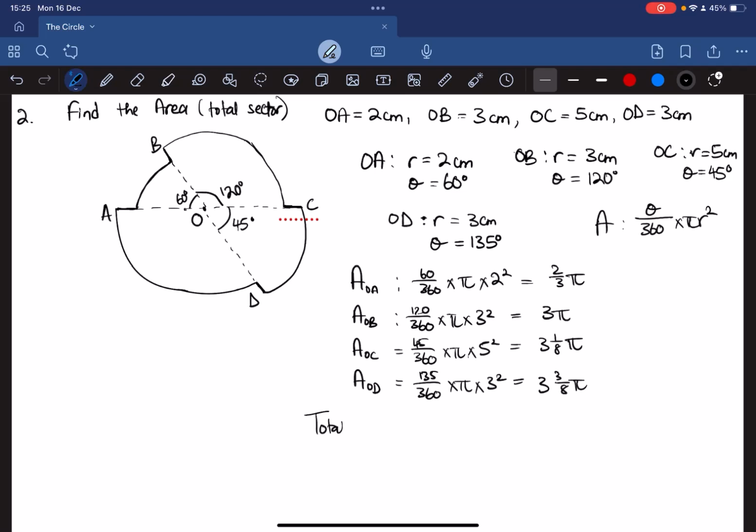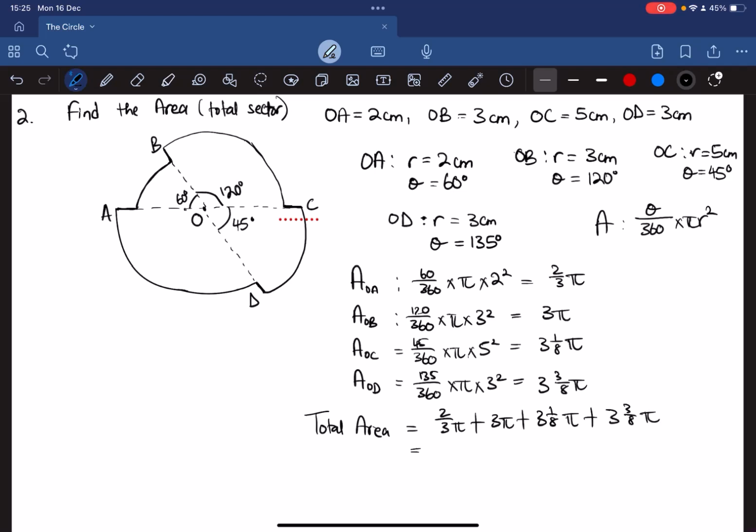Now, the total area is going to be found by adding all these four numbers, 1, 2, 3, and 4. So, the total area is equal to 2 over 3 pi plus 3 pi plus 3 and an eighth pi plus 3 and 3/8 pi.